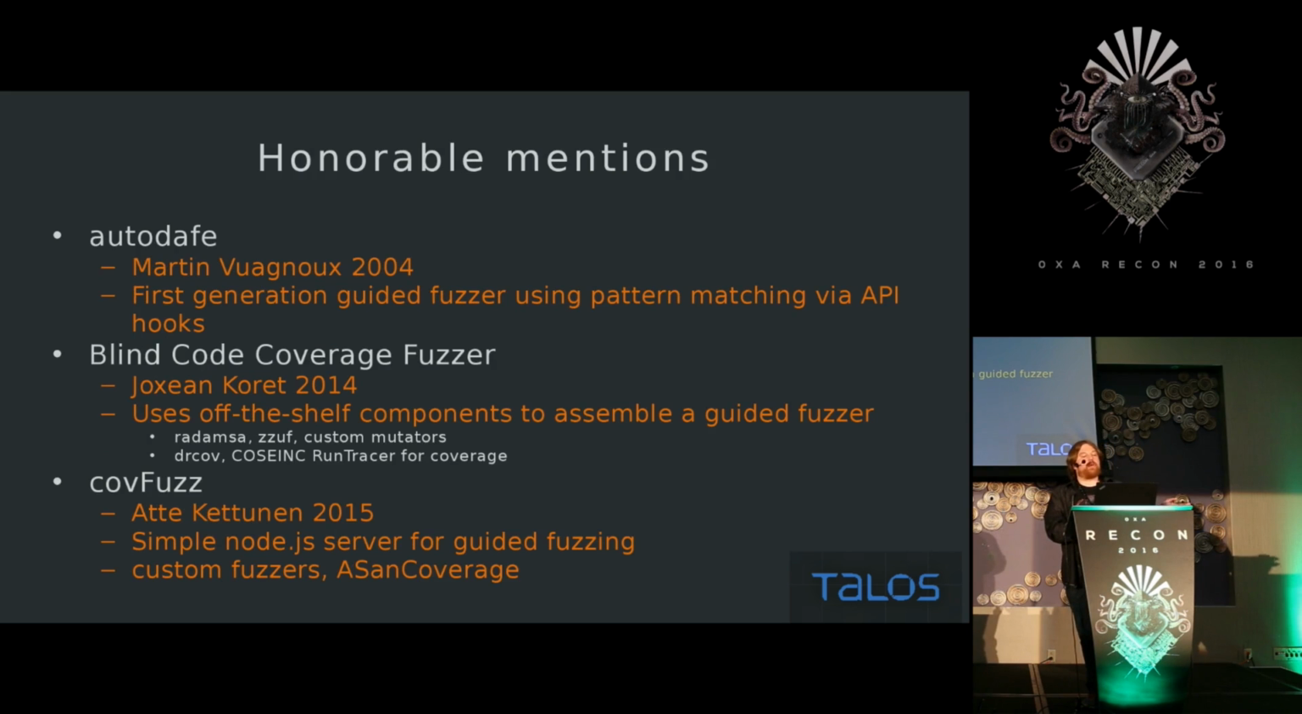AutoDafe was probably one of the earliest fuzzers that tried to add in some memory tagging, so you kind of had a concept of whether or not you may have tainted this specific API. Jackson Corret made the blind code coverage fuzzer that came out a couple years ago, and CubFuzz is kind of a miniature clone of AFL.